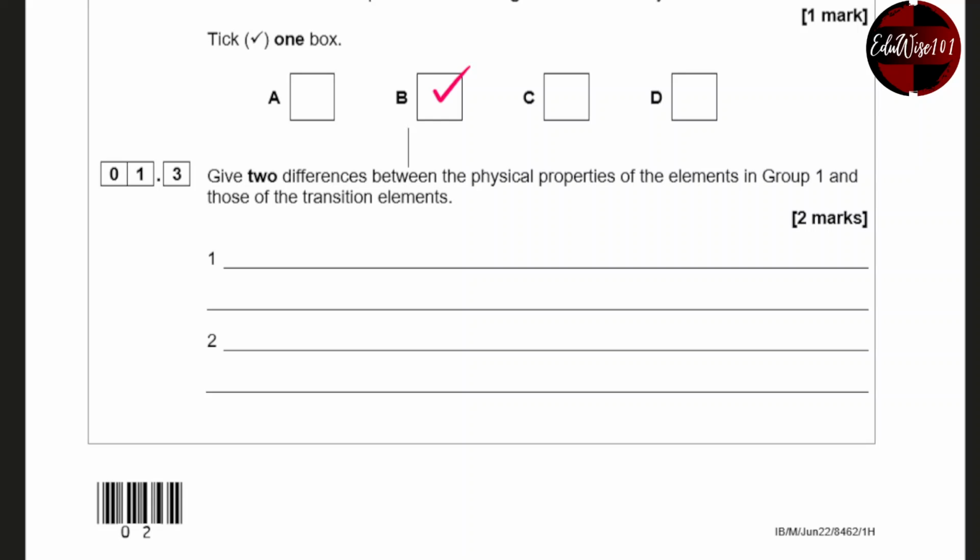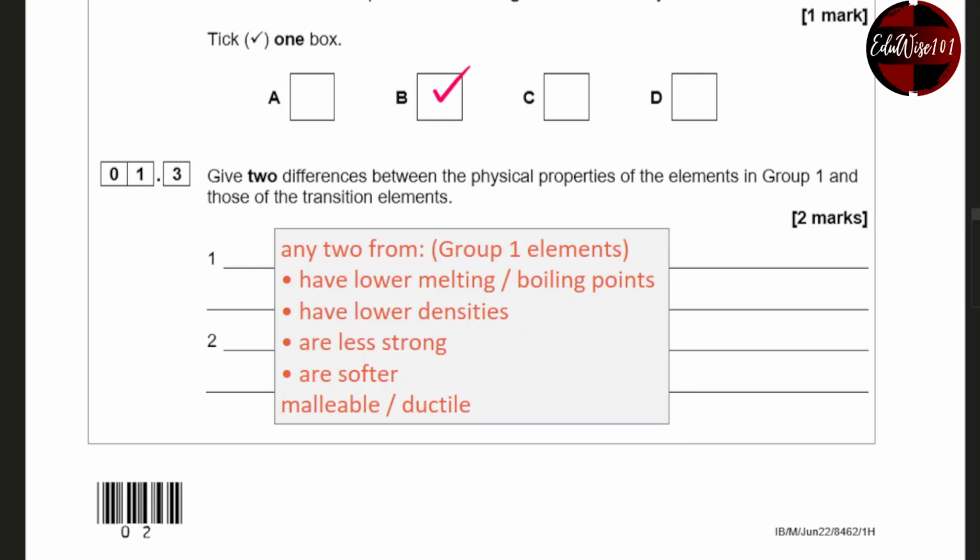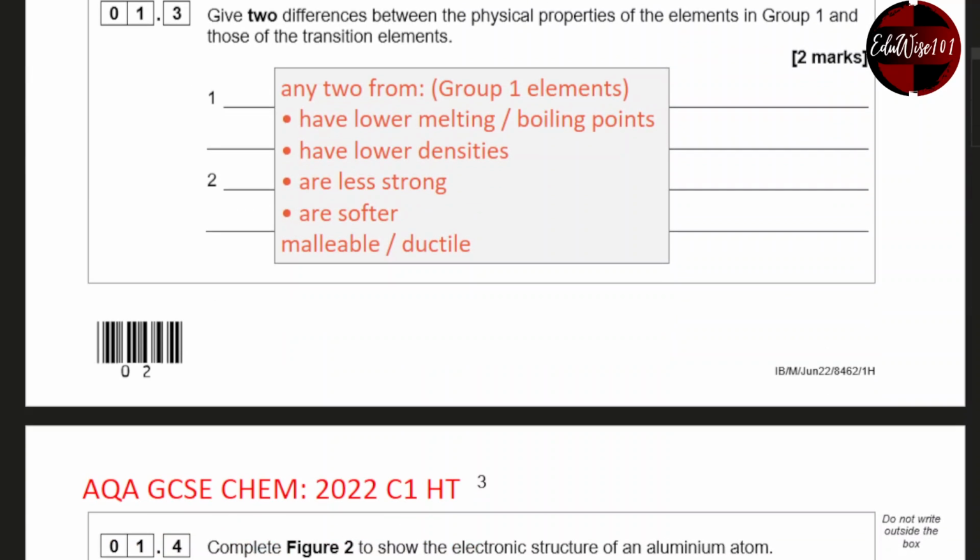Give 2 differences between the physical properties of the elements in group 1 and those of the transition elements. Now they are both metals, so it has to be differences. Now group 1 generally have a lower melting point. That means they also have a lower boiling point. Now those 2 points will be considered as one, lower melting and boiling point. They generally have lower densities, are less strong as well, and they are usually softer and more malleable or ductile than transition metals. Any 2 of those points will give those 2 marks.